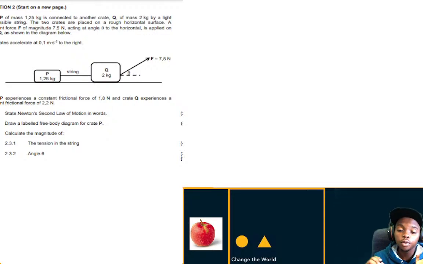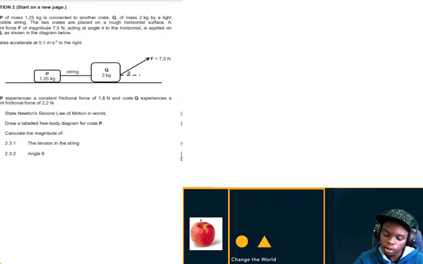So once they give you a force at an angle, don't do your own thing and start putting the force on a straight line, as if it's parallel to the surface. As you can see, this force is at an angle, so even on the free body diagram you must show that it's acting at an angle. You must show that it's not straight. But my frictional force is acting straight. So you have your frictional force and this is your force applied.